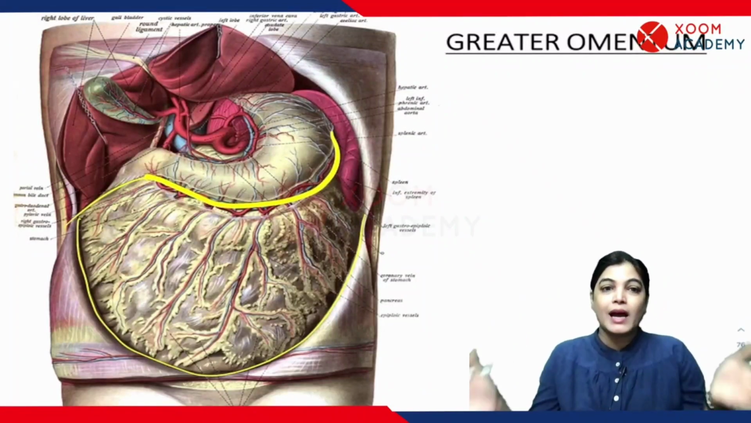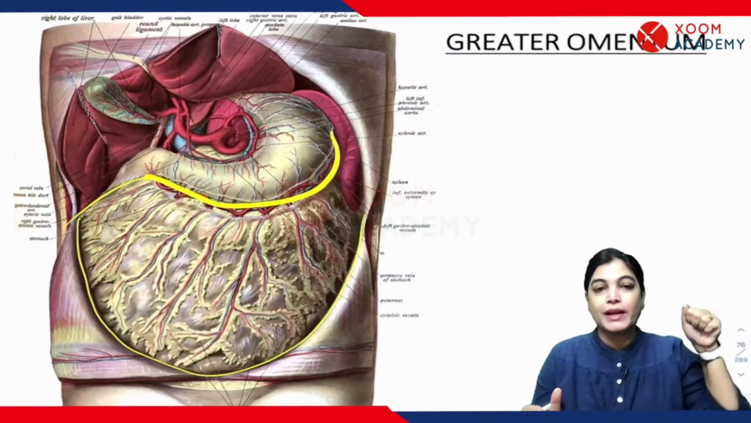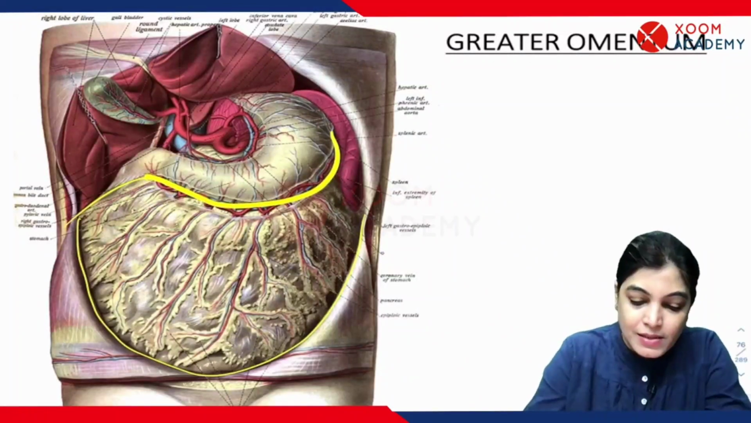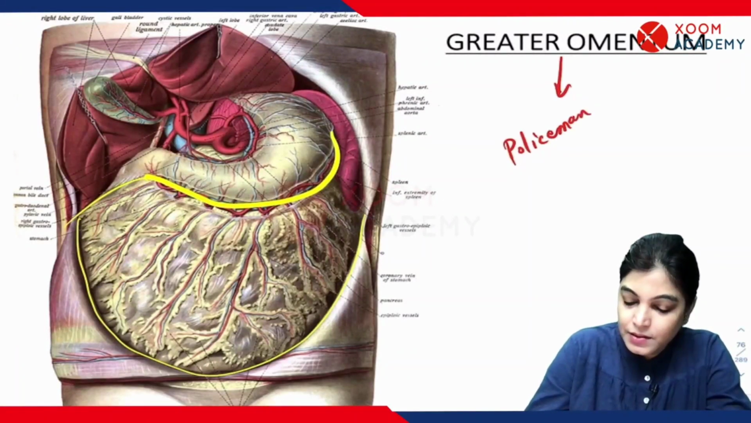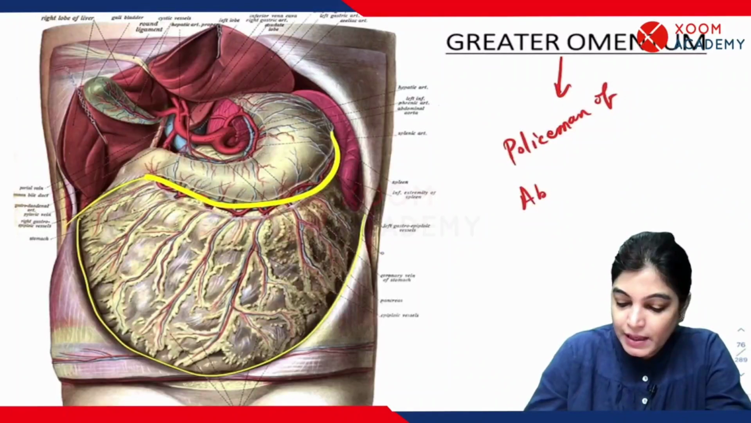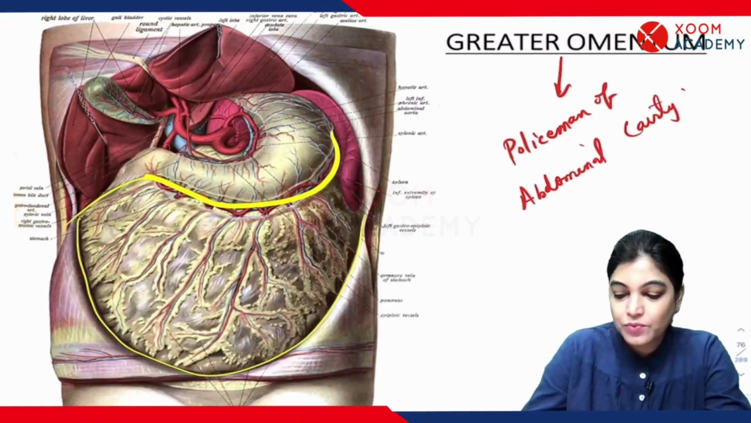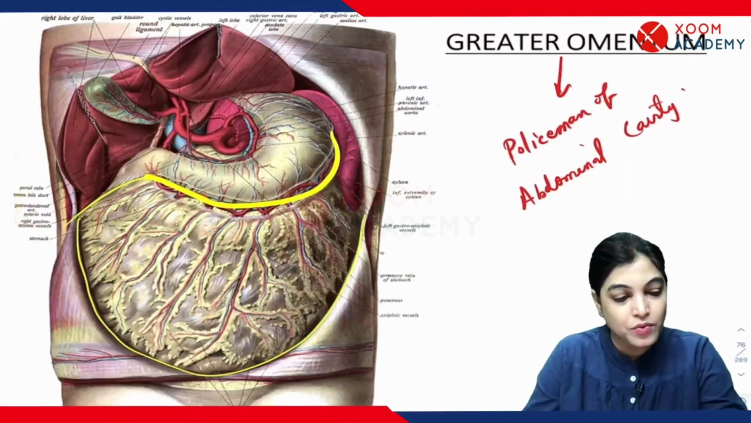When we cut open the abdominal cavity, we can see the greater omentum, and we have to raise the fold of greater omentum to see the structures inside. The greater omentum is considered to be the policeman of the abdominal cavity. The reason why it is called the policeman of the abdominal cavity is because it contains macrophages.